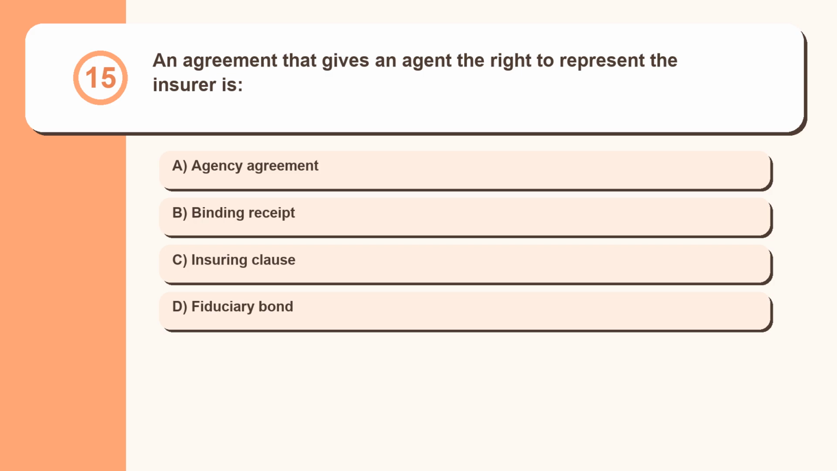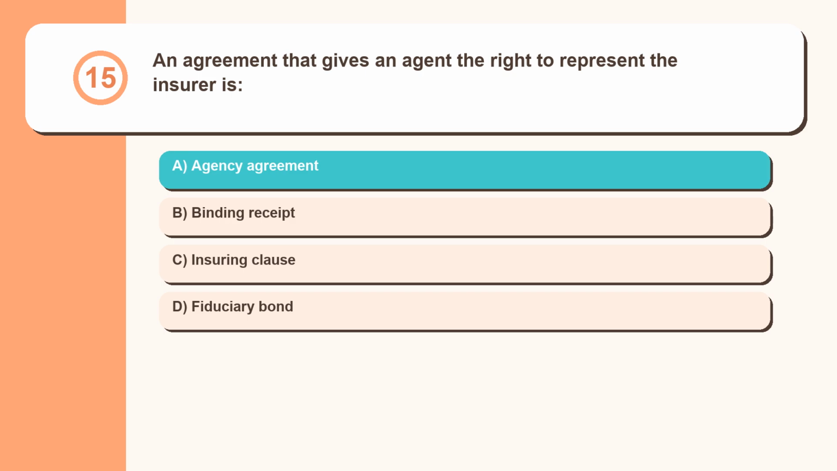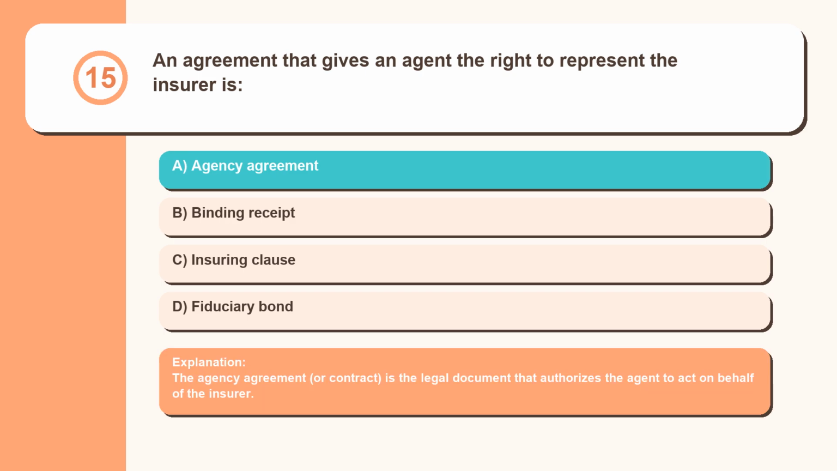Question 15. An agreement that gives an agent the right to represent the insurer is the: agency agreement, binding receipt, insuring clause, fiduciary bond. The agency agreement, or contract, is the legal document that authorizes the agent to act on behalf of the insurer.